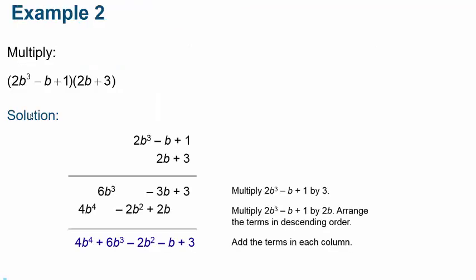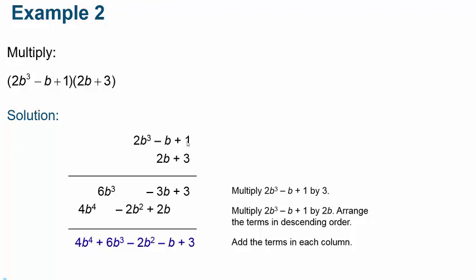All right, so let's take this one. So I have this 3-term polynomial times this 2-term polynomial, so a trinomial times a binomial. So I have 2b cubed minus b plus 1 times 2b plus 3. So you're going to set it up the vertical way. You're going to take the first polynomial, put it right here. Underneath it, you're going to put the second polynomial. And then you're just going to multiply it as you did in your previous math courses that you've learned, as with whole numbers.